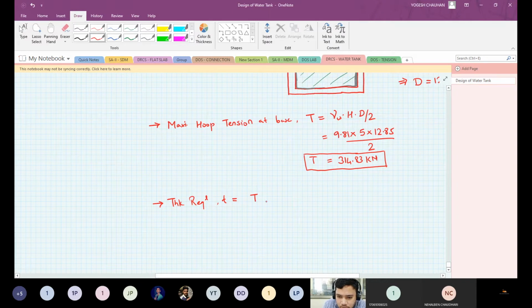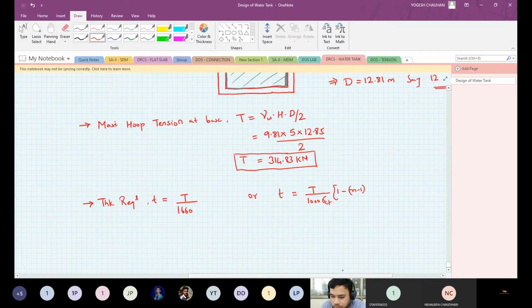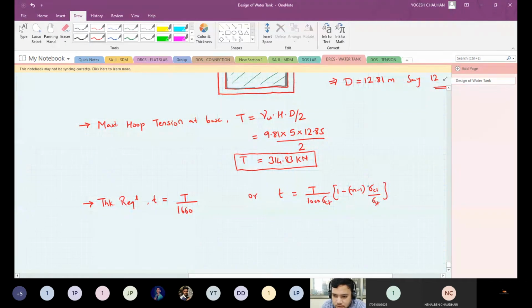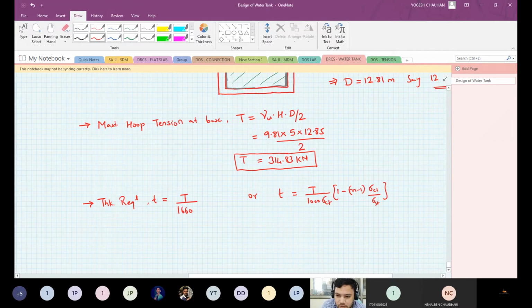so you can use T by 1660, or you can use the formula T is equal to tension divided by 1000 sigma Ct times 1 minus (m minus 1) into sigma Ct divided by sigma St. If you don't remember this formula, you can use it, and in this we have to put the values of sigma Ct and sigma St and the modular ratio m. So you will get a similar type of expression.